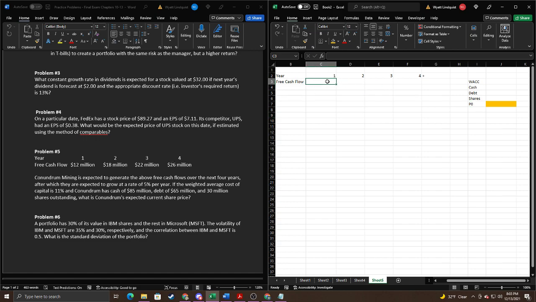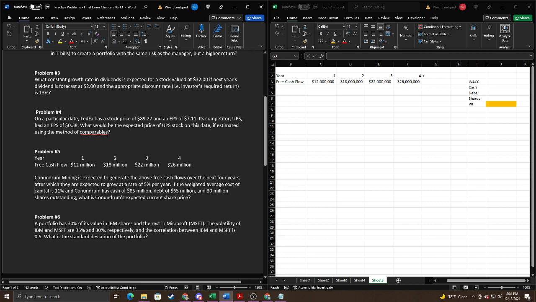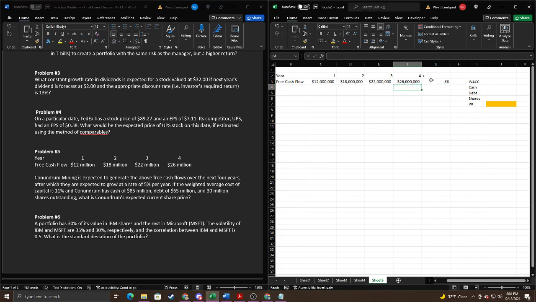In year 1, we're going to have cash flows of 12 million, and in year 2, cash flows of 18 million. Just take down these cash flows, and in the last year, we're going to have cash flows of 26 million. And we're then going to expect to grow at 5% per year. So I'll just put in 5%.